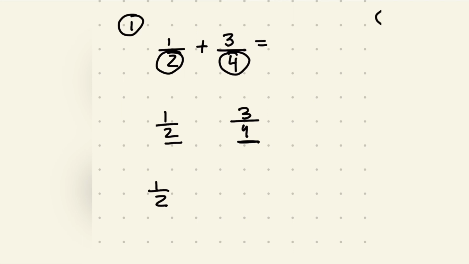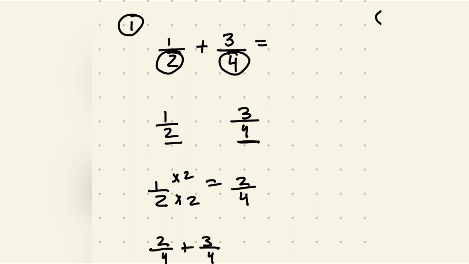And how do we do that? Well, we can just multiply 2 by 2. And whatever we do to the bottom, we must do to the top. That's another rule. So that becomes 2 over 4 because 1 times 2 is 2 and 2 times 2 is 4. Now we have an equivalent fraction, 2 over 4 plus 3 over 4.